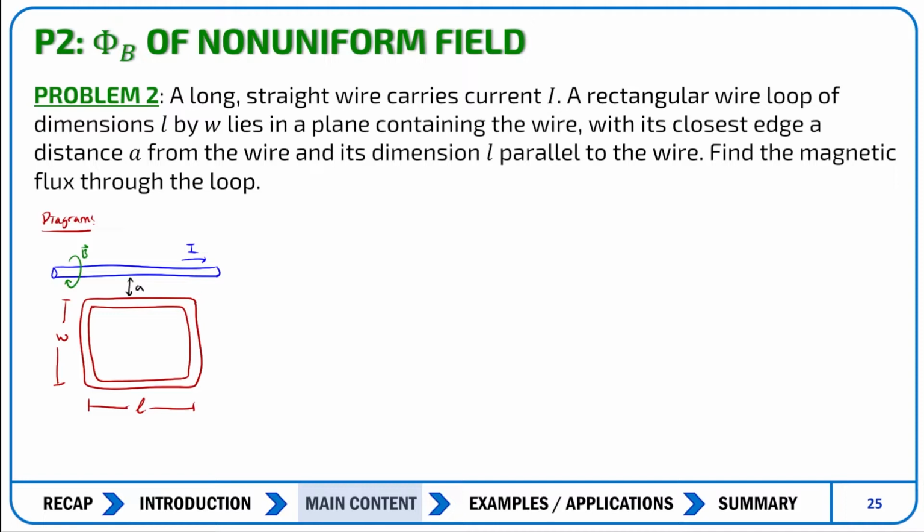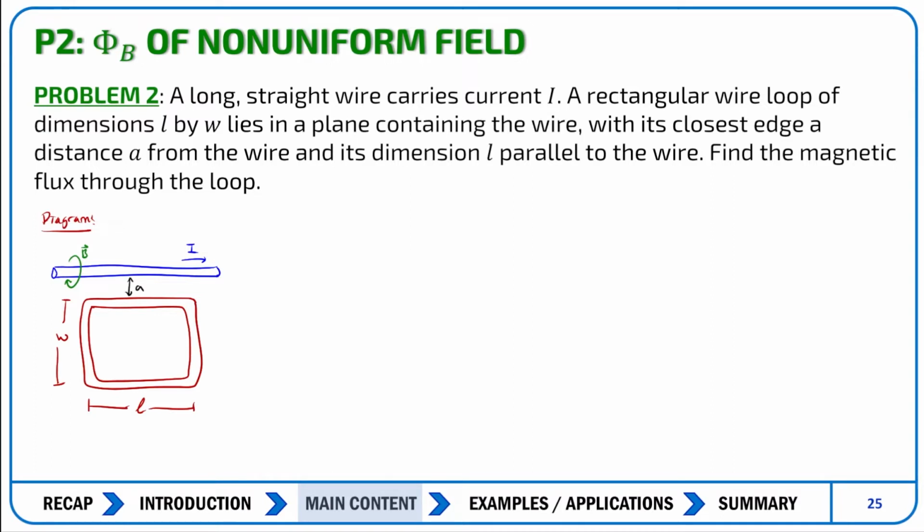Its dimension L is parallel to the wire. Find the magnetic flux through the loop. So in this case, we really have to look at some different aspects. First, we want to split the area into thin strips of dr. We're doing that so that we can analyze each section, because each part of the loop is a different distance away from the wire.